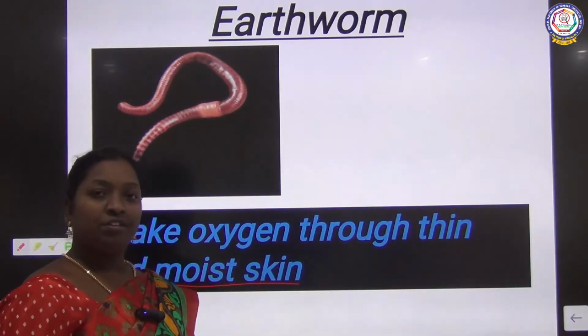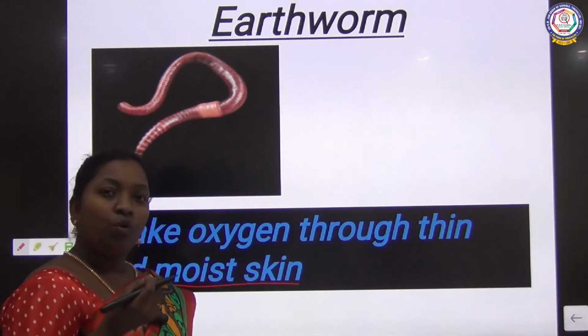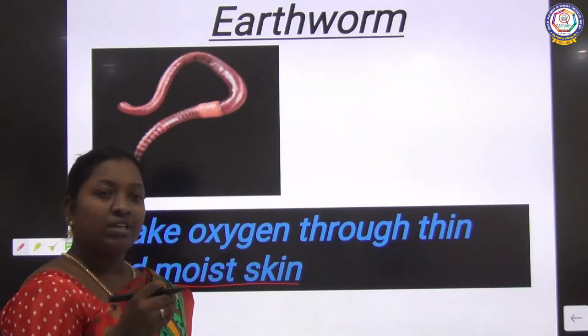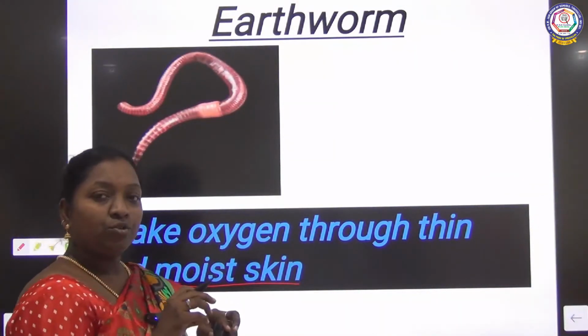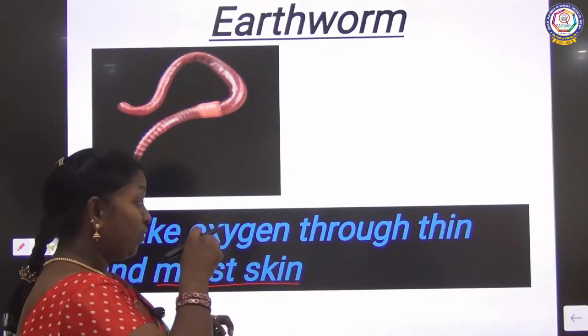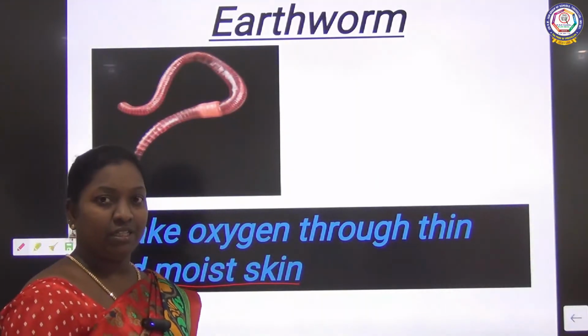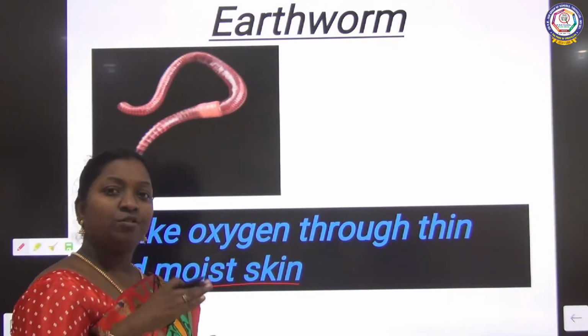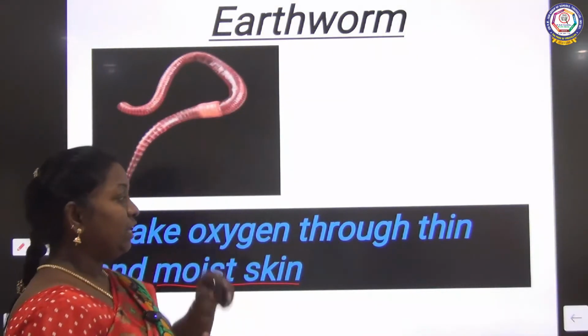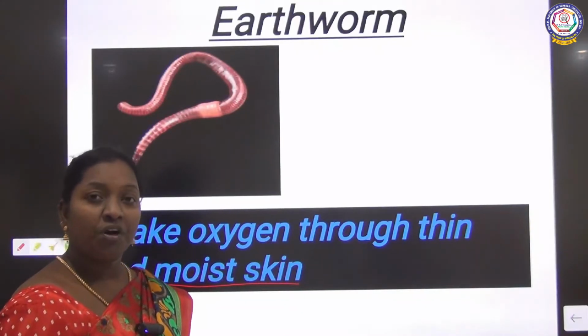moist skin. Moist means there is some water content present on its body. If you see it, it looks shiny and has a soft appearance on the body surface. With that skin, it is able to breathe. Amoeba breathes through its body surface. Insects breathe through spiracles. The earthworm breathes through its moist skin.